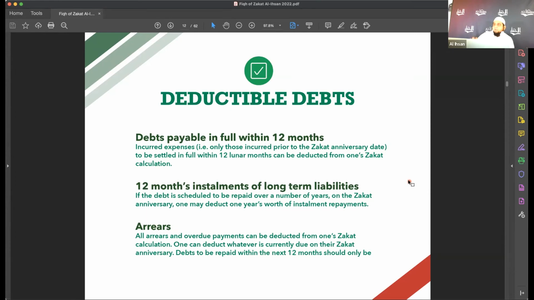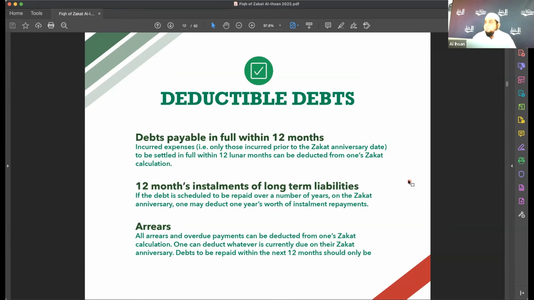This could be a one-time repayment that you're doing in the next 12 months, or it could be installments of something you are paying back for a car, for a house, for something. Whatever you owe in the next 12 months, you can deduct that from your zakatable wealth. When it comes to installments, usually things that apply to people are like car financing, mortgages, student loans. Those are the three most common ones. There could be others as well.